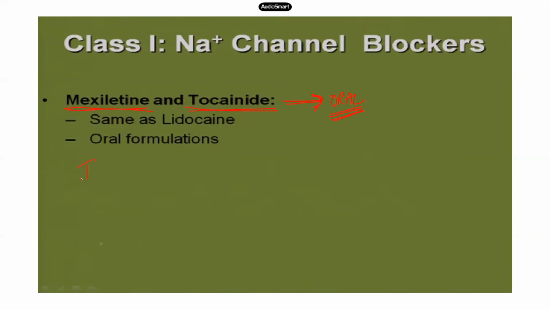So we have three class 1A drugs that you have studied, which are quinidine, procainamide, and disopyramide. And we have class 1B drugs, which are again three: lignocaine, mexiletine, and procainamide. So these are the drugs of class 1A and class 1B that you have to remember. Mexiletine and procainamide are your oral formulations. So this is about class 1B drugs of antiarrhythmics.